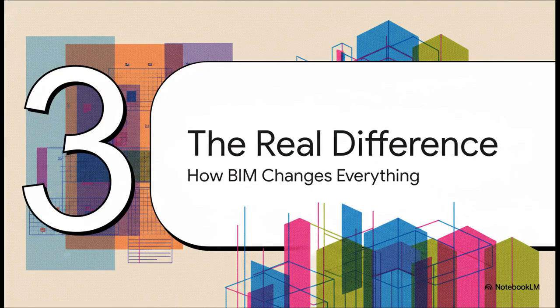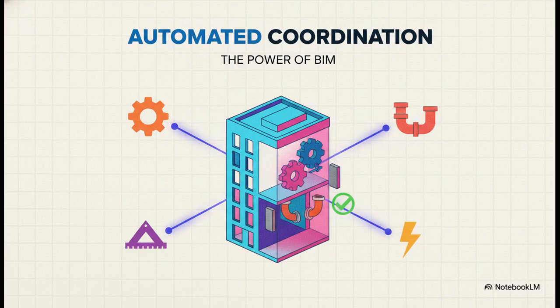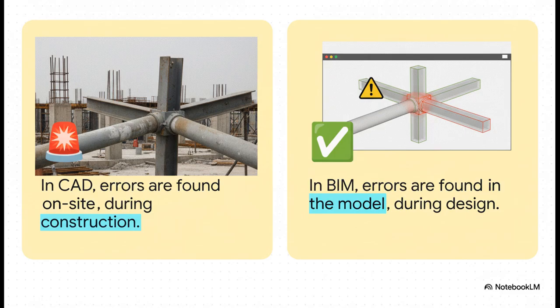So, we have digital paper versus a digital building. Now let's get to the core of it. How does this one conceptual shift change absolutely everything on a project? All right, if you only remember one thing from this entire explainer, make it this. The single biggest difference, the absolute game changer, is automated coordination. And this gets to the heart of when you find problems. With CAD, errors are usually discovered on site, during construction. A fix at this stage costs real money and causes real delays. But with BIM, those same errors are found during the design phase, inside the computer model, where a fix is basically just a few clicks.